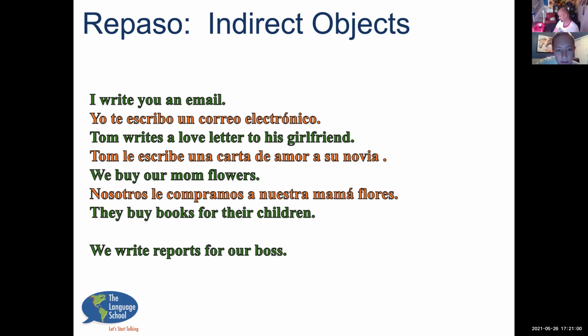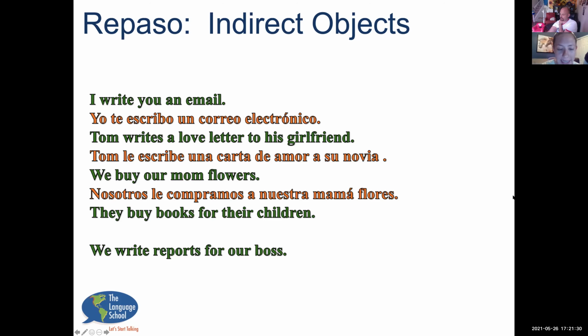Then next one would be: ellos les compran libros a hijos or niños. So you're missing the. Oh, a sus, sorry. A sus niños. So start from the beginning again. Yeah.